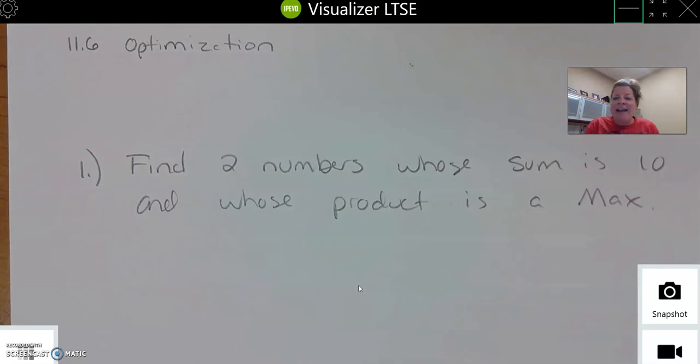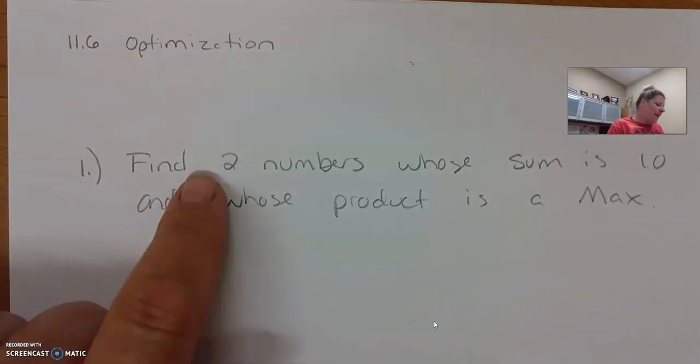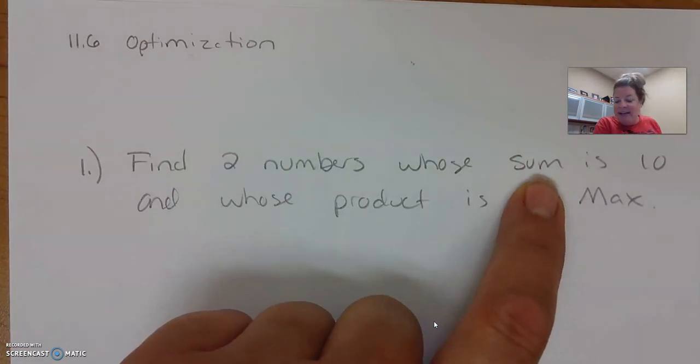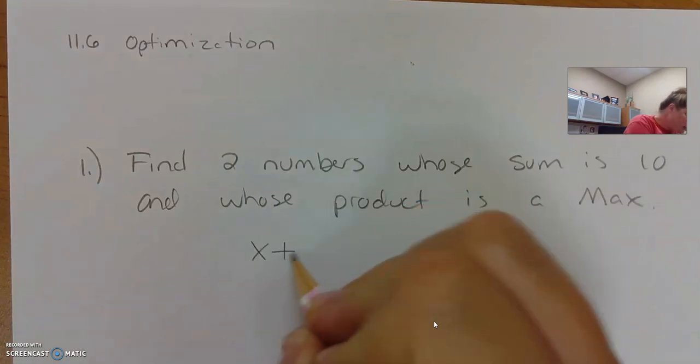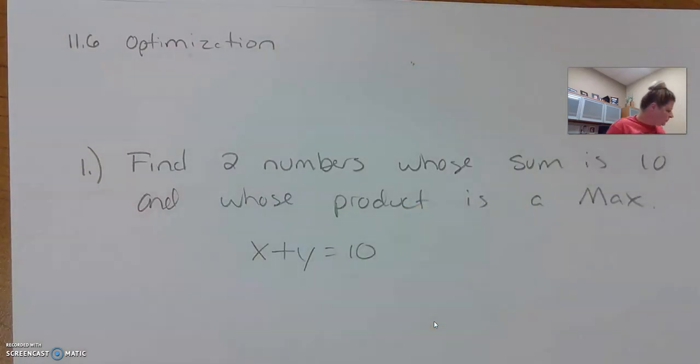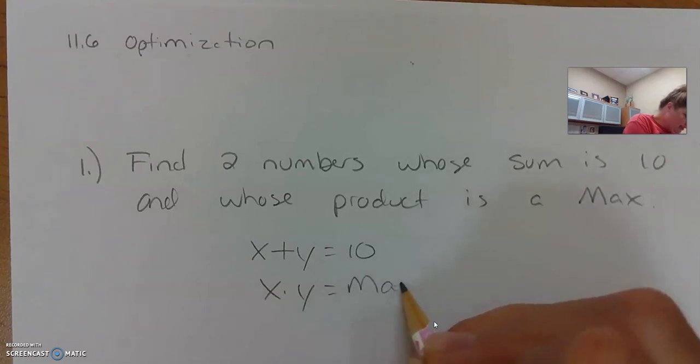Okay, find two numbers whose sum is 10 and their product is the max. So we're going to take this information and we're going to find the max that fits this group here. So how do we write out that we have two numbers whose sum is 10? Well, I'm going to use x for one number, y for the other. So x plus y equals 10. Okay, and the product would be x times y is going to equal my max.